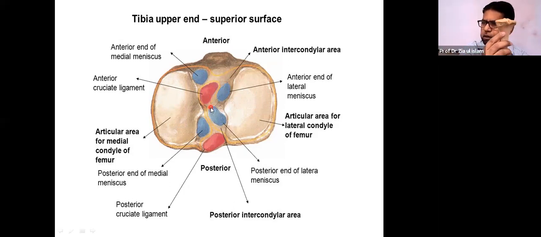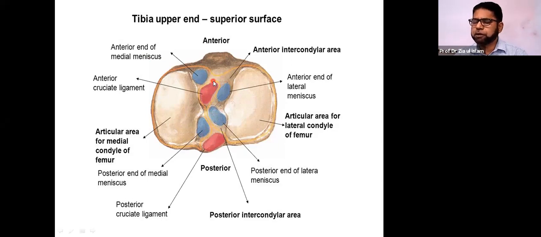You can see from here there is an elevation, and the area in front of this elevation, so for example this is the elevation, the area in front of it is known as the anterior intercondylar area, and this is known as the posterior intercondylar area. This is the tibial tuberosity, so this part is the anterior intercondylar area and here is the posterior intercondylar area.